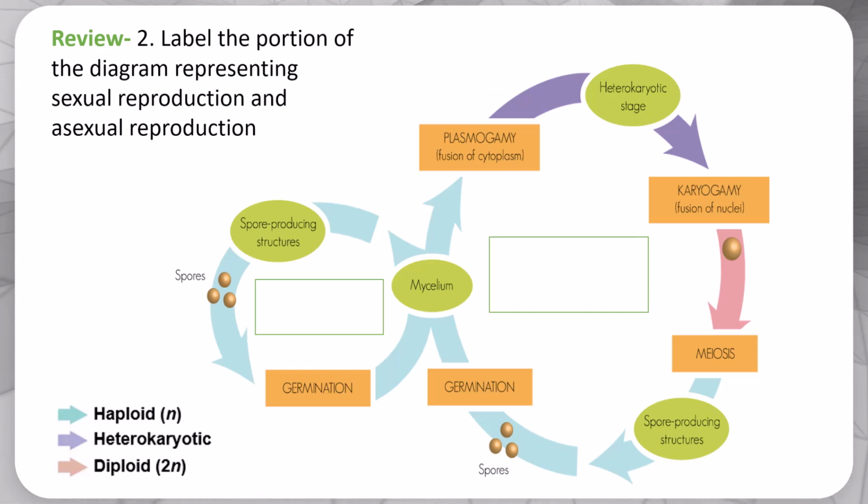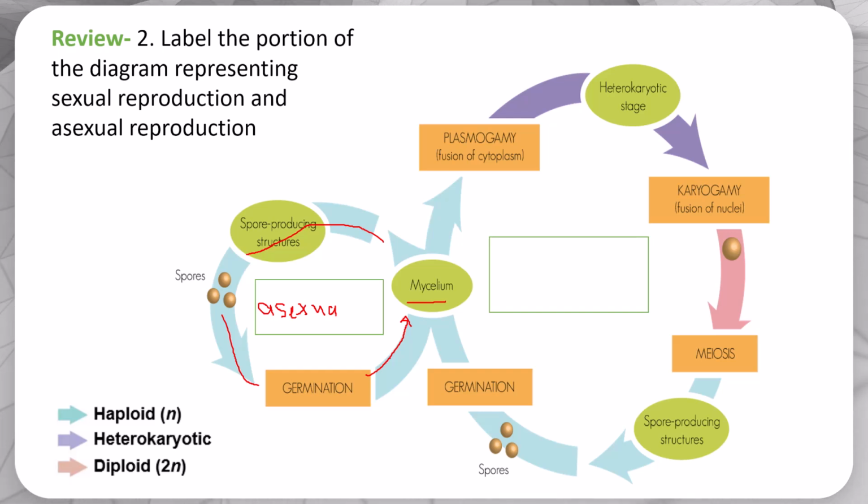So if we look at the picture here, starting on the smaller side, we've got the mycelium, which is the body of the fungus, and then it produces spore-producing structures, which make spores that grow up to become new mycelium. So this whole thing here is haploid, right? So this is going to be asexual reproduction. We don't have any fusion of anything.